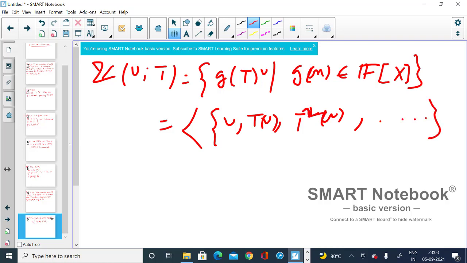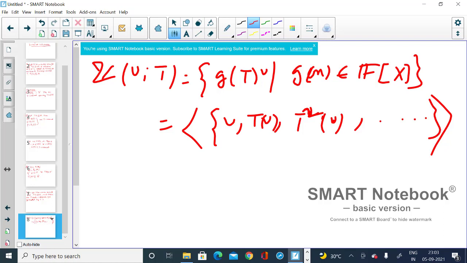I don't know if this is finite or not, so it goes on: t, tv, t square v, t cube v. By this you can go on, and this will be the basis of this. Now, I need to first prove that this is a subspace, and that is not so difficult to prove, right?